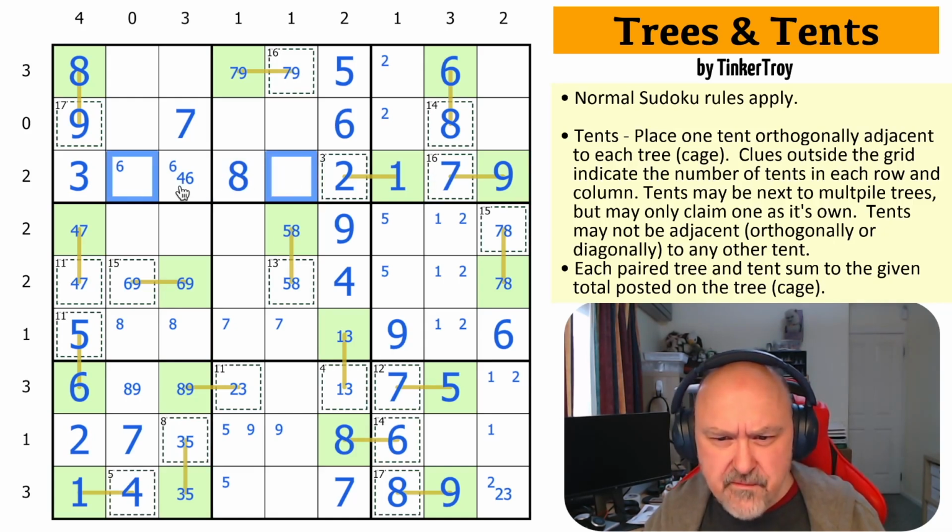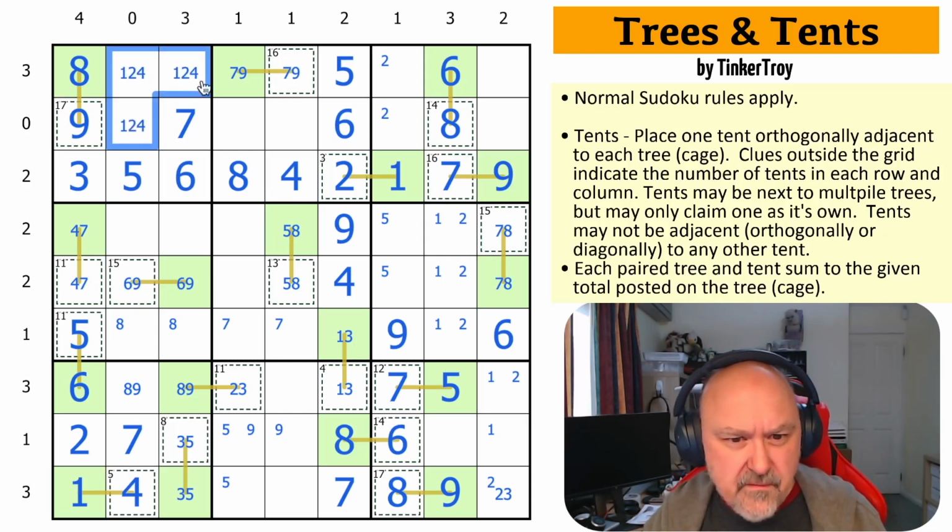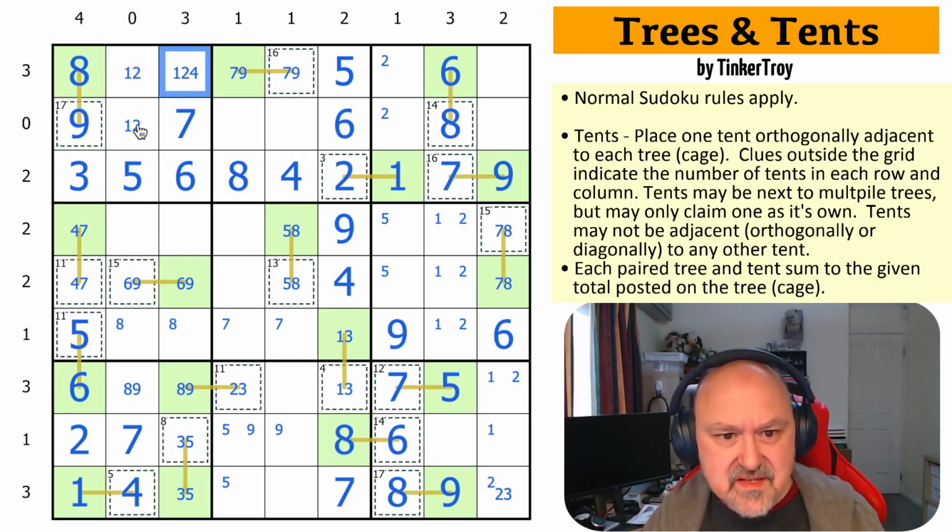1, 2, 3, 4, 5, 6. So these are from 4, 5, 6. There's no 4 there. There's no 5 there. That's a 4, 6 pair. That's the 5. There's no 6 there. That's the 4. That's the 6. This is now a triple. 1, 2, 3, 4, 5, 6, 7, 8, 9. 1, 2, and 4 go in there. There's no 4 in those, so that's the 4. This is a 1, 2 pair.